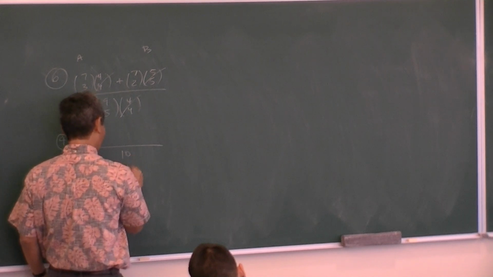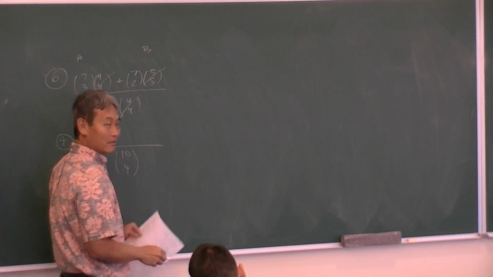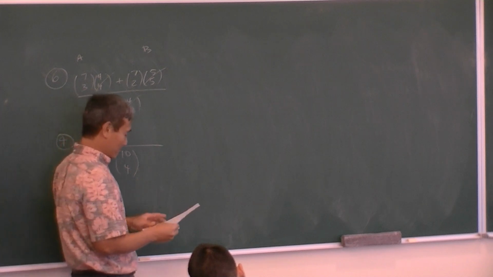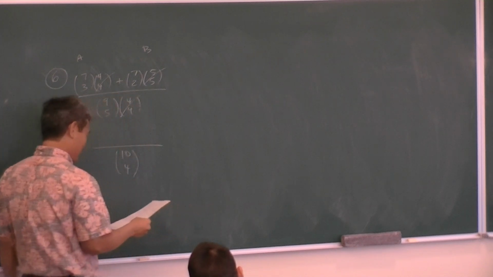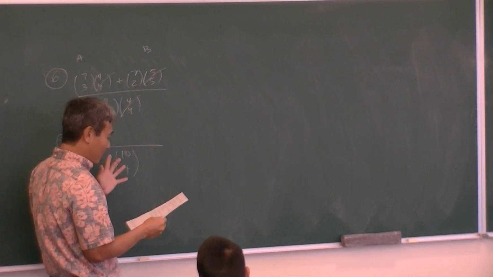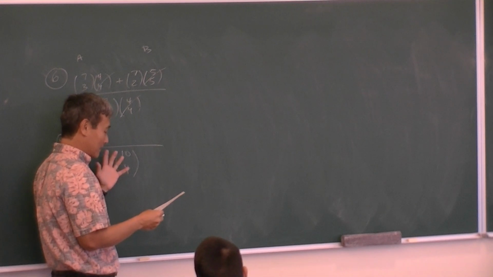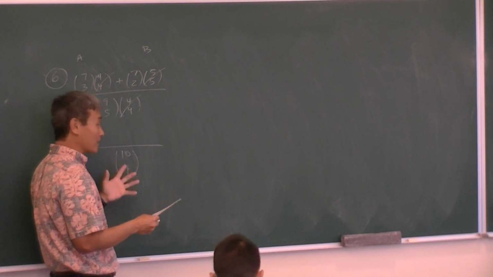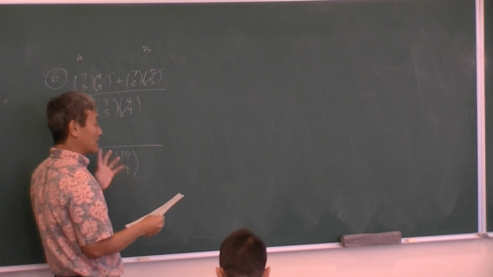10 choose 4. Did everybody at least get the denominator? You don't get any points for that. The numerator is the hard part. Now we want to pick 4 people, but they cannot be married to each other. See, that's the hard part.